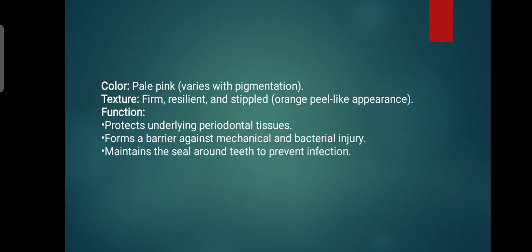Coming back, the color of the free gingiva is pale pink. It varies with pigmentation. Some people have high melanin and low melanin. It varies with the species and with the socioeconomic background and where you live. Texture: firm, resilient, stippled, with an orange peel-like appearance. Functions: it protects underlying periodontal tissue, forms a barrier against mechanical and bacterial injury, and maintains the seal around teeth to prevent infection.